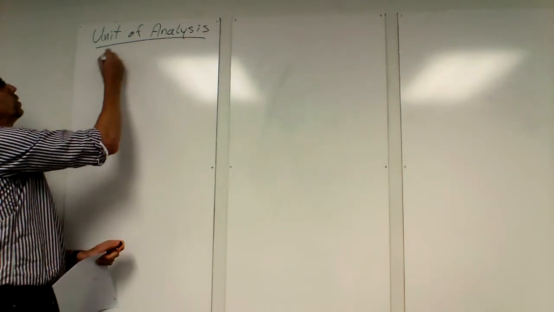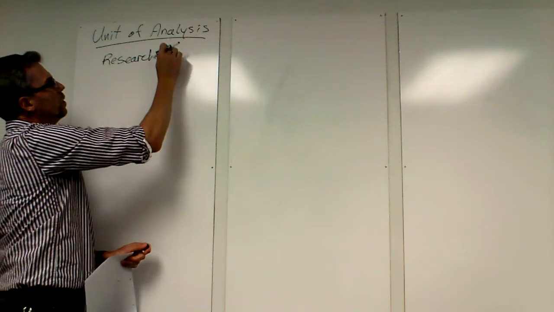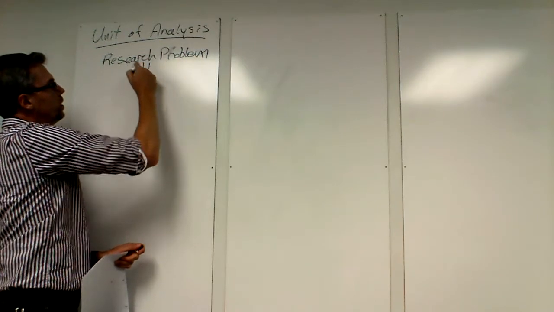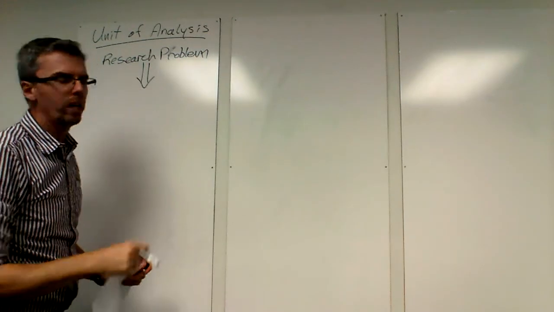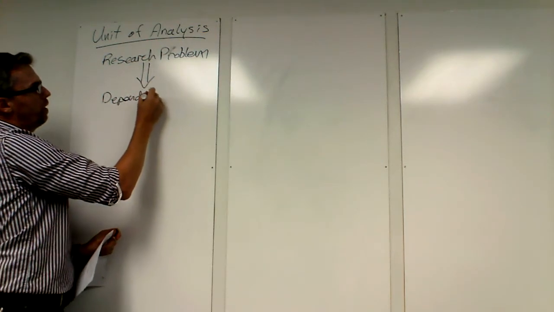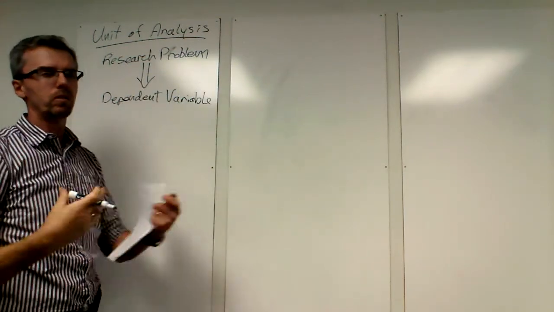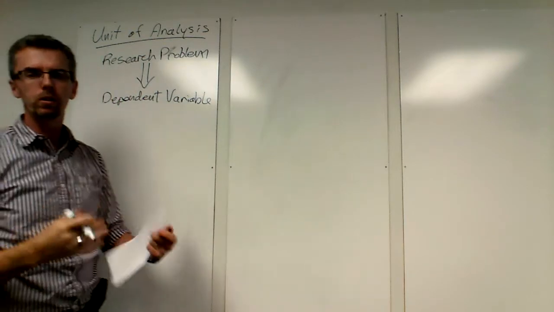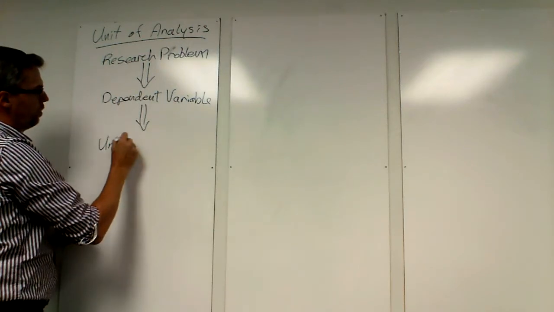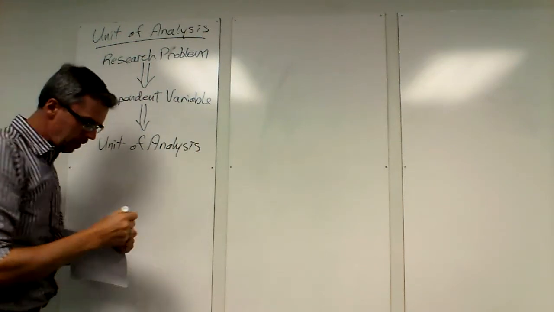You have your research problem, which is very general. As it gets more specific from your research problem, you go down to the dependent variable. The dependent variable still does not have the specifics that it needs in order to be a really good unit of analysis. So you have to go down one more tier to actually come up with your unit of analysis. So that's what you need to keep in mind.